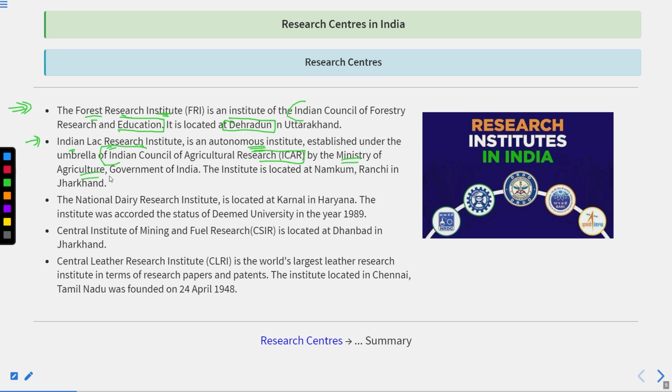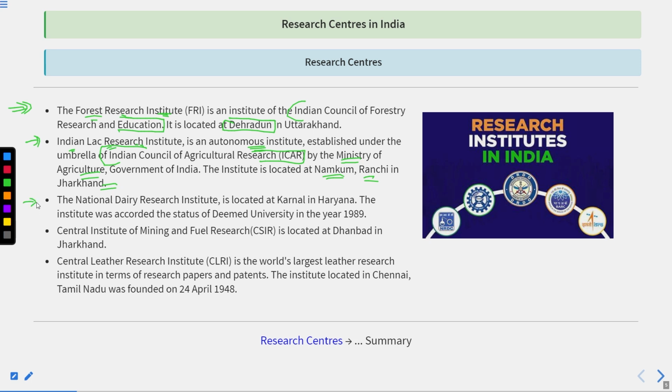The Ministry of Agriculture is the legislative and executive branch of the government that looks after the agriculture sector in India. That's why it operates in coordination with the Indian Council of Agricultural Research. As per this coordination, the Indian Lac Institute got established under the umbrella of the Indian Council of Agricultural Research. But yes, the autonomous status was granted, which means the autonomy of that particular institute has been maintained. This institute is located at Namkum, in Ranchi, Jharkhand.